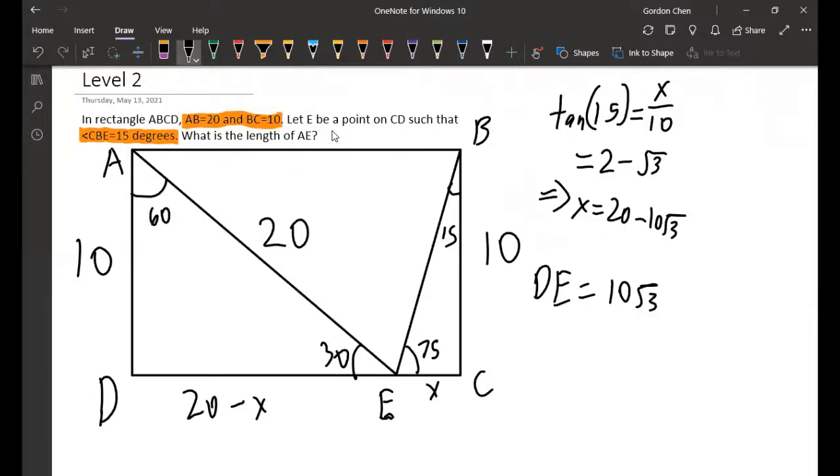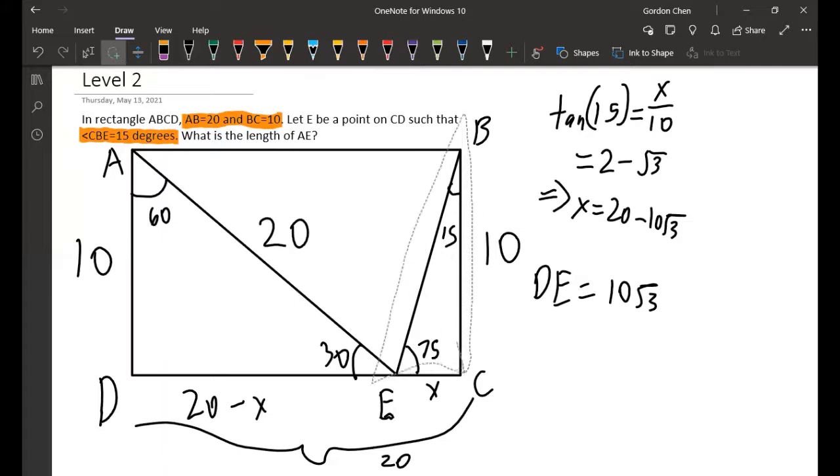Okay, level 2. For level 2, we have in the rectangle ABCD, AB is 20, so this entire side is 20. And we have BC equals 10, which I labeled here. And we let point E be the point on CD, which is here, such that angle CBE, this angle, is 15 degrees. So we want to find the length of this.